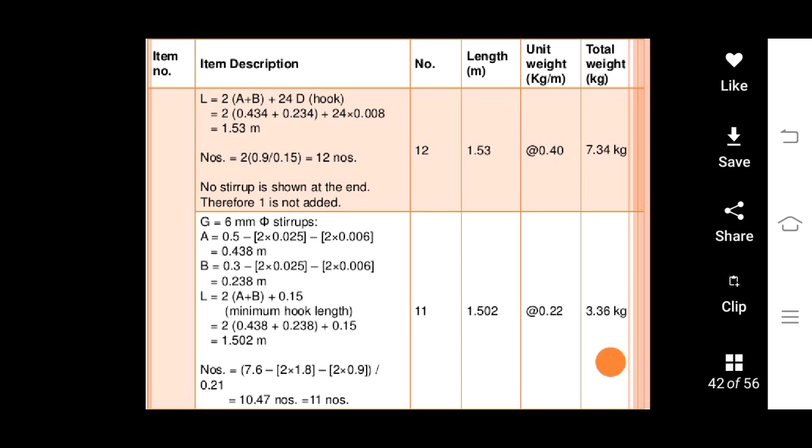Now the last type of bar is 6 Ø bar. The number of stirrups is calculated with the same formula as above, and the total number of 6 Ø stirrups is 11, the length of a single stirrup is 1.50, and the unit weight per meter is 0.22. The multiplication of all these values gives the total weight of 6 Ø bar required for a single beam as 3.36 kg.